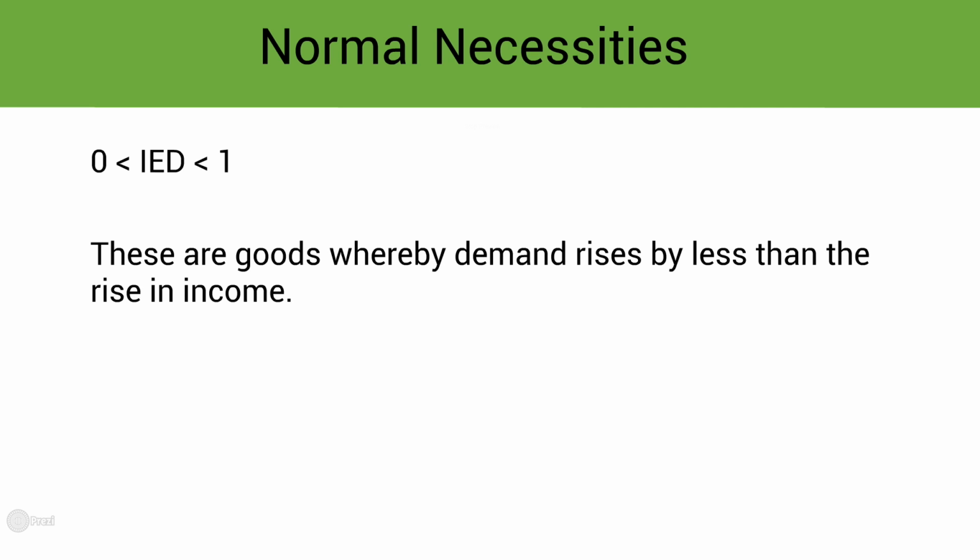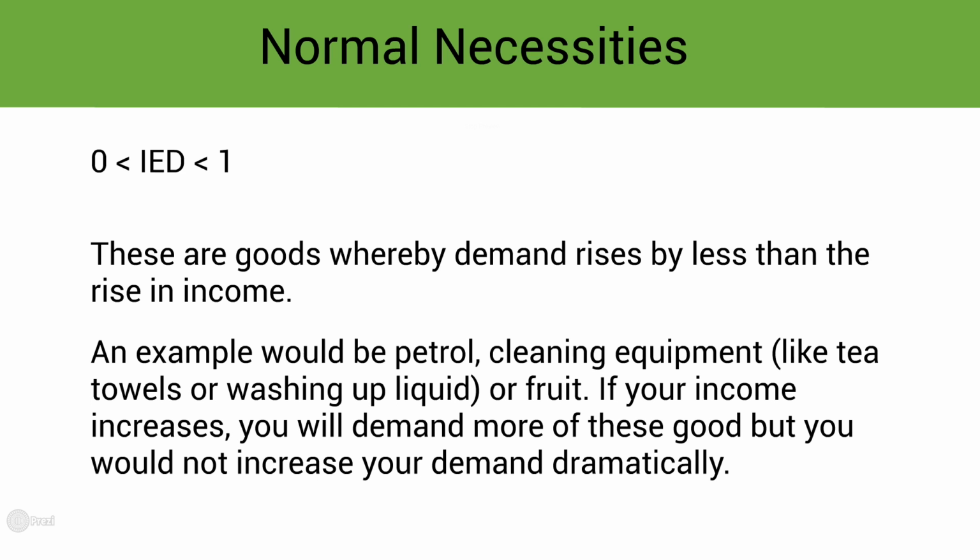The second type of normal goods are normal necessities, and these have a value for income elasticity of demand between 0 and 1. These are goods whereby demand rises by less than the rise in income. An example would be petrol, cleaning equipment like tea towels or washing up liquid, or fruit. If your income increases, you will demand more of these goods, but you would not increase your demand for these goods dramatically. For example, if my income was to double, I wouldn't buy double the amount of tea towels. I would increase my consumption of tea towels, but by a considerably less amount than the increase in income.